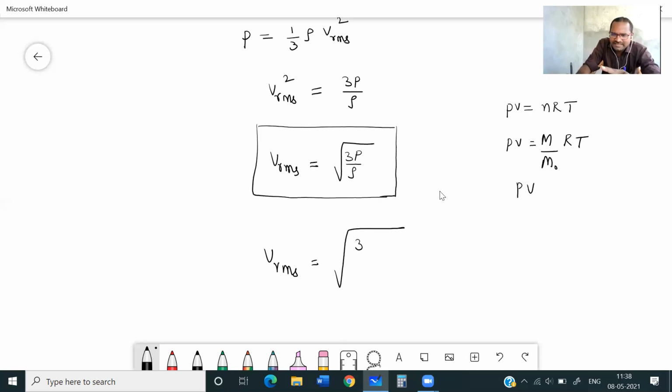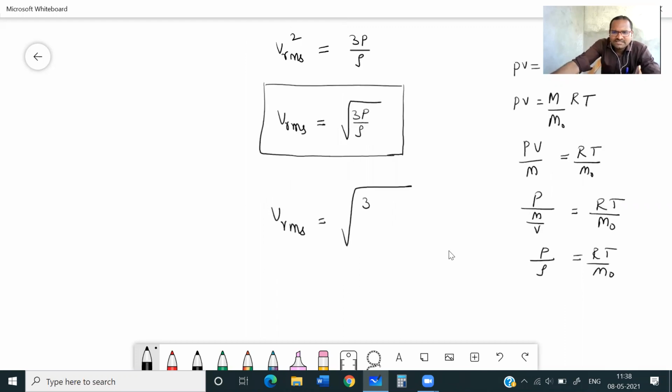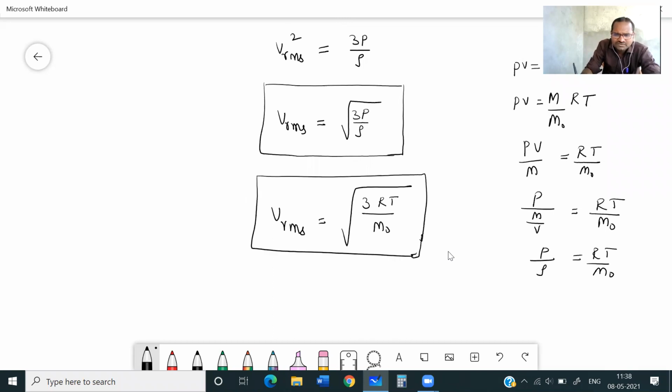Now, PV by M is equal to RT by M naught, the molecular mass. P divided by M by V is equal to RT by M naught. P divided by M by V is rho, so rho is equal to RT by M naught. That implies in place of P by rho, we can write RT by M naught. This is also a formula for RMS velocity. Important, you need to remember this.